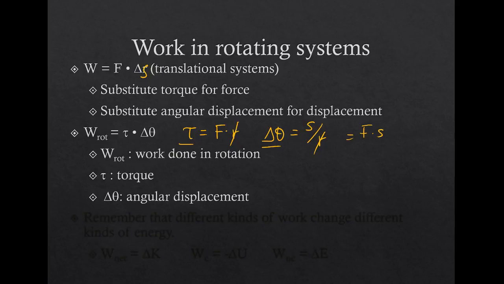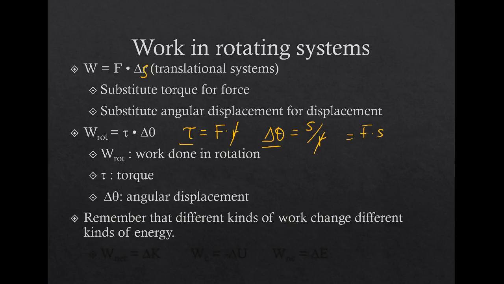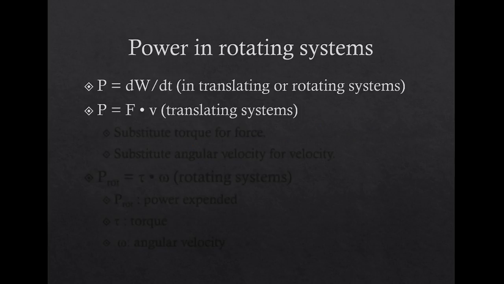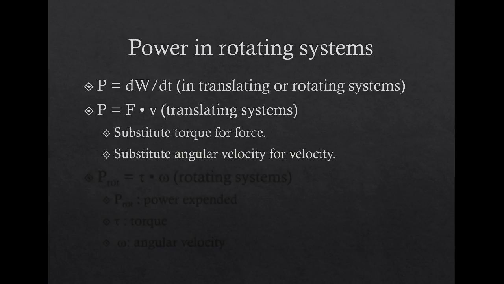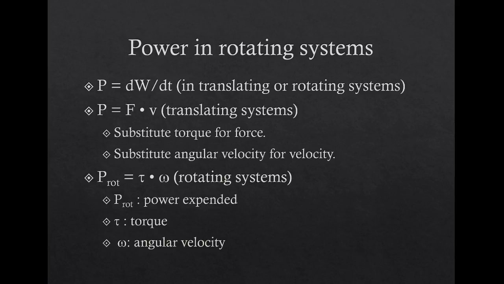And now we can think about the fact that different kinds of work will change different kinds of energy. So the net work is delta K, conservative is equal to negative delta U, and non-conservative is equal to delta E. So this is a very important idea. Okay, power. Power is dW/dt, so it's the rate at which work is done. So it's F dot V.